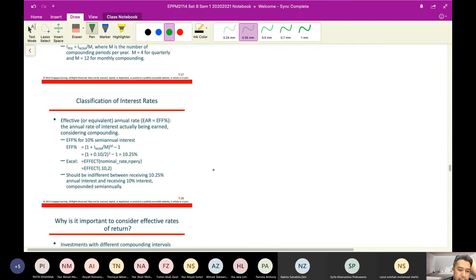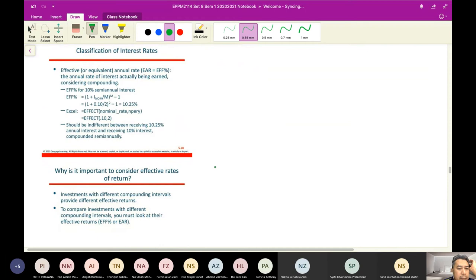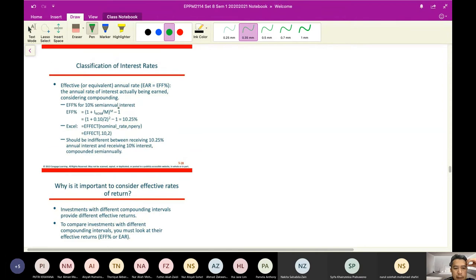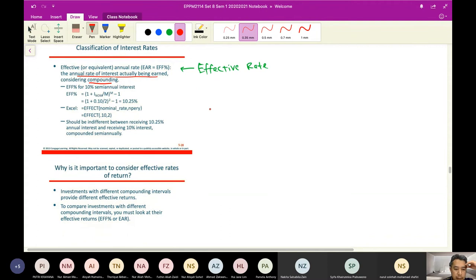So this is how you need to calculate basically. And this is the effective rate. What is the effective rate? The actual annual interest rate being earned when we consider compounding. Okay, let's look at this example.